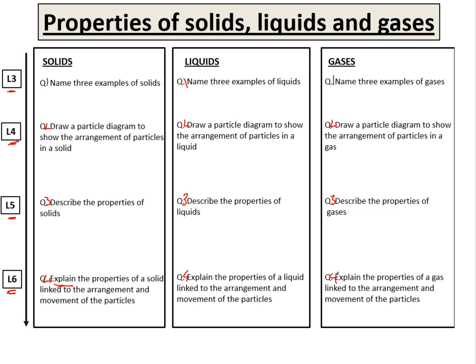Use your booklets to help you answer the level 4 questions about drawing particle diagrams. And your booklets will also help you to answer the level 5 and level 6 questions. If you're still struggling, have a look at some of the videos that we put onto Moodle for the last lockdown, the Oak National Academy videos, and they will help you to describe the properties. Pause the video.